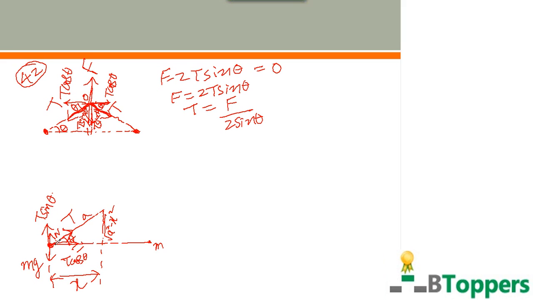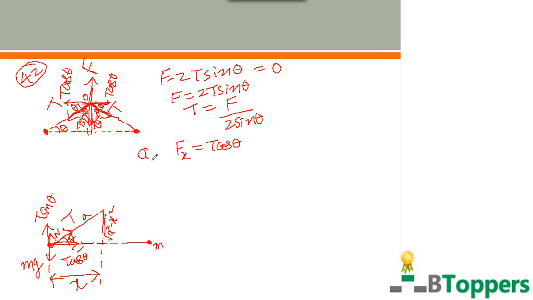The weight mg also acts vertically downwards, and the normal reaction force acts vertically upwards. From the description of the problem, you can assume that the two particles move only on the smooth horizontal surface. They have no motion in the vertical direction. So the resultant force acting on one of the particles in the horizontal direction, or along the x-axis, is equal to T cos theta.